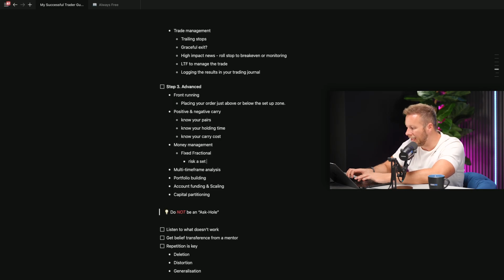So the fixed fractional method means you risk a set percentage of your account on each trade. Okay, so say 1%, for example. So if your account is £10,000, your risk per trade is £100. And then if your account grows to £20,000, your risk is now £200 on each trade. And it scales with your growth, and it's very simple and effective.